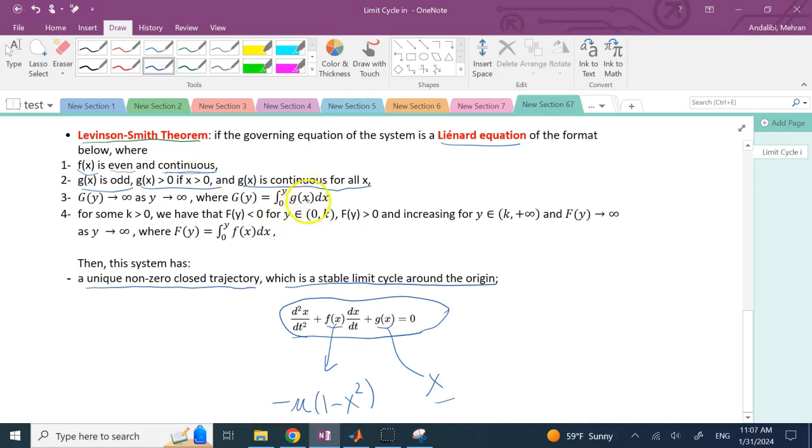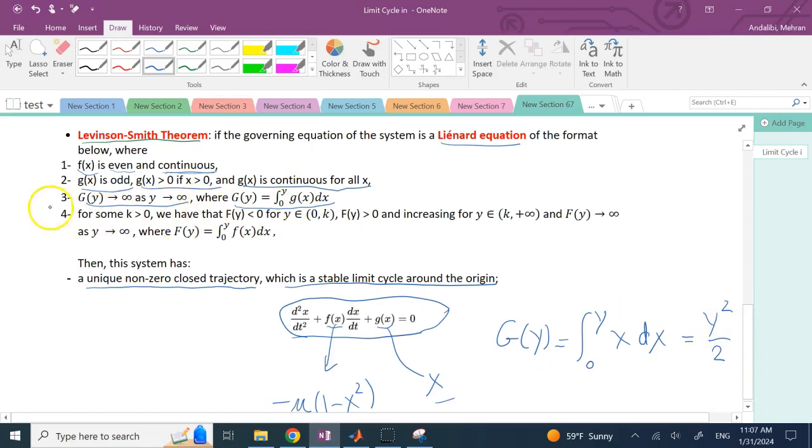Then it says if you calculate the integral of g of x from 0 to y and call it G of y, that function G of y should go to infinity if y goes to infinity. Well, let's integrate. So here we integrate from 0 to y of g, which is x dx. And so if we call it G of y, clearly this is going to be y squared over 2, right? And does this function go to infinity when y goes to infinity? Of course it does. So this condition is also satisfied.